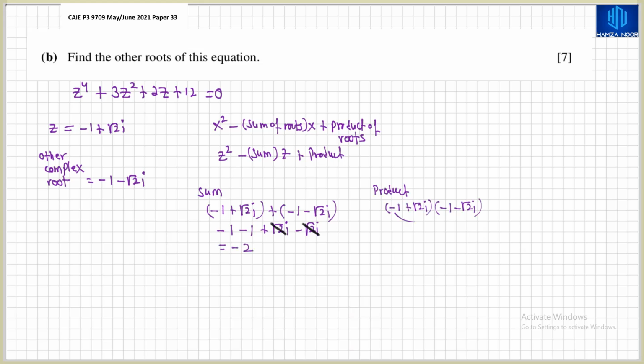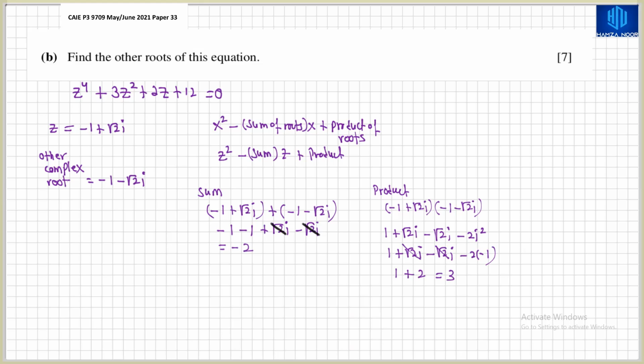The product of the roots would be -1 plus root 2i multiplied by -1 minus root 2i. First of all, -1 into -1 is 1, and then -1 into minus root 2i is positive root 2i, and then root 2i into -1 is minus root 2i, and then root 2i into minus root 2i will be minus 2i square. Since i square is equal to -1, we get 1 plus root 2i minus root 2i minus 2 times -1. So root 2i and minus root 2i cancel out, and you are left with 1 plus 2, which is equal to 3. Therefore the product of the roots is 3.